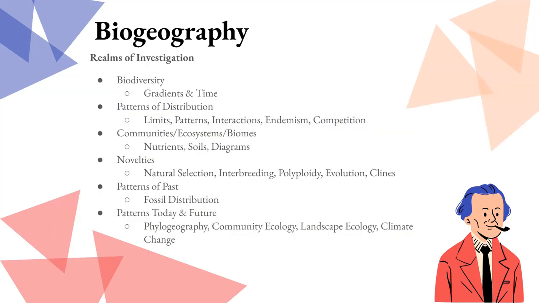Biogeography, these are the realms of investigation. Traditionally, we have biodiversity, patterns, communities, novelties, the more nuanced ways of investigating biogeography. So we have natural selection, interbreeding, polyploidy, which is genome doubling, which is very important in plant life. Humans can't double our genome and live. It's very difficult for humans to change up our chromosomal makeup, but plants can very readily, and they do, and it's a very interesting tactic, especially in ferns, so that's why I bring it up.